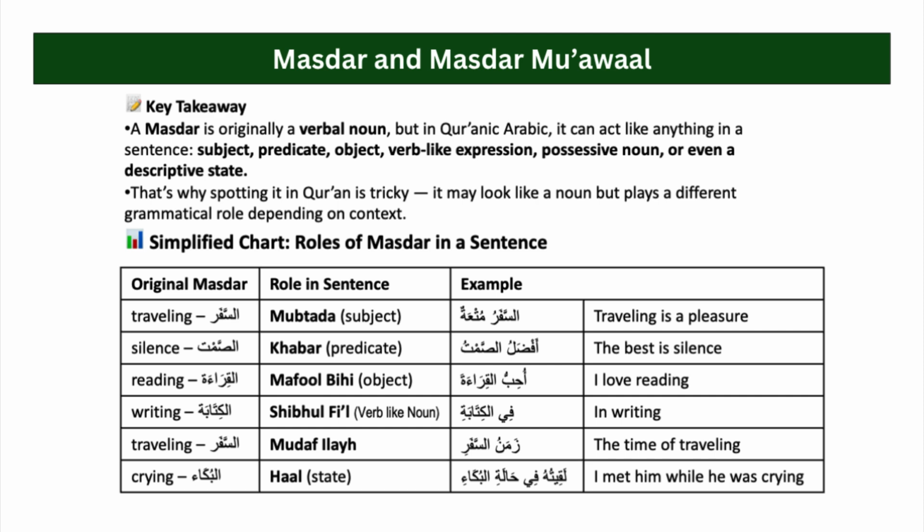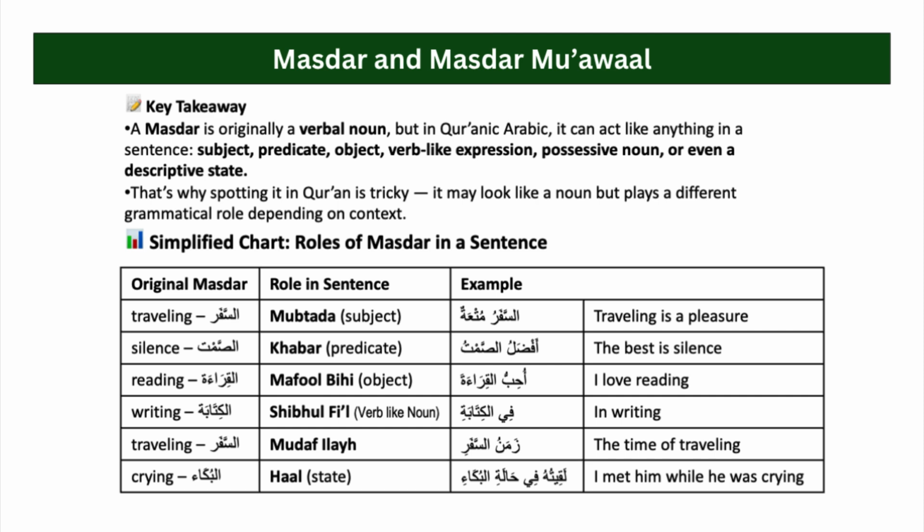Sixth row, masdar as hal. The masdar is al-bukai, meaning crying. The example is laqituhu fi halatil bukai. I met him while he was crying. Here, the masdar is expressing a state, so it is functioning as a hal. It describes the condition in which the action took place.